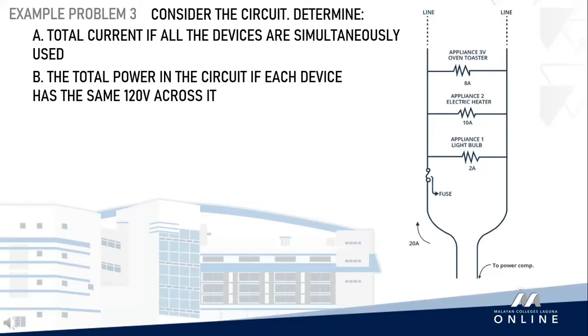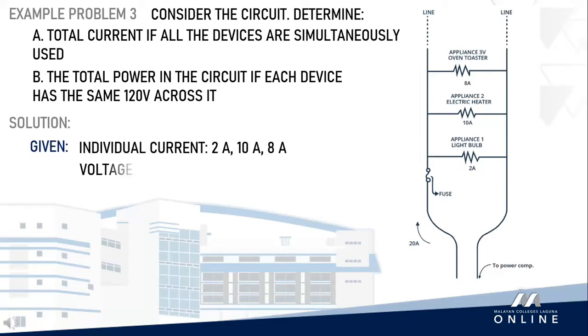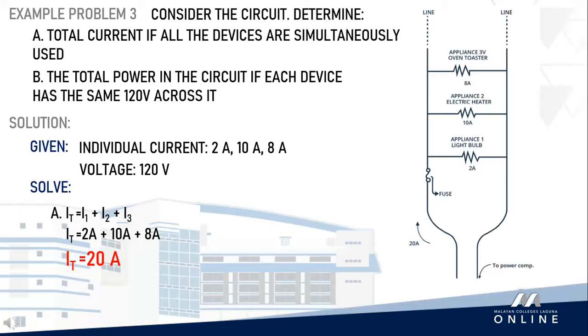Okay, let us check your work. The individual current of each load is given, as well as the voltage across these three appliances. In finding the total current for a parallel connection, we need to add all individual current passing through the load. Therefore, our formula will be I sub t is equal to I sub 1 plus I sub 2 plus I sub 3, which will give us 20 amperes in total.